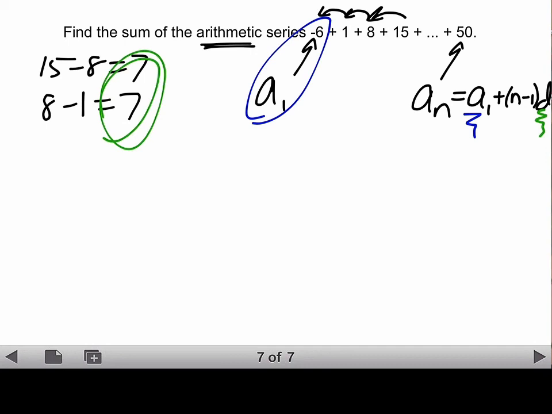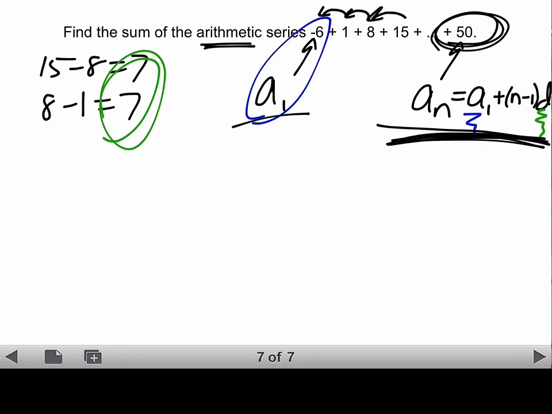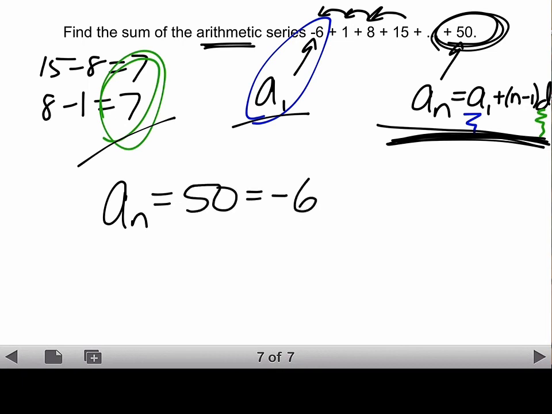What I don't know is n. So I'm going to have to flesh out the nth term formula using the nth term, a sub 1 and d. So a sub n, which is 50, is equal to the first term, negative 6, plus whatever n is, minus 1, times the common difference of 7. Now, look, you can distribute if you want. That's fine. I'm not going to bother in this particular case.